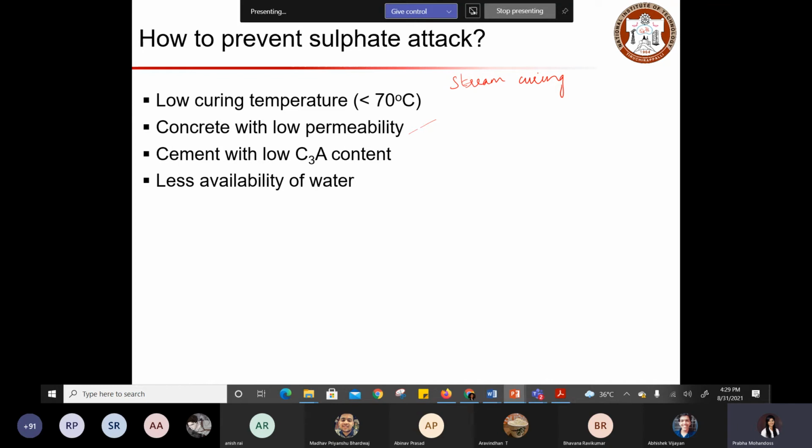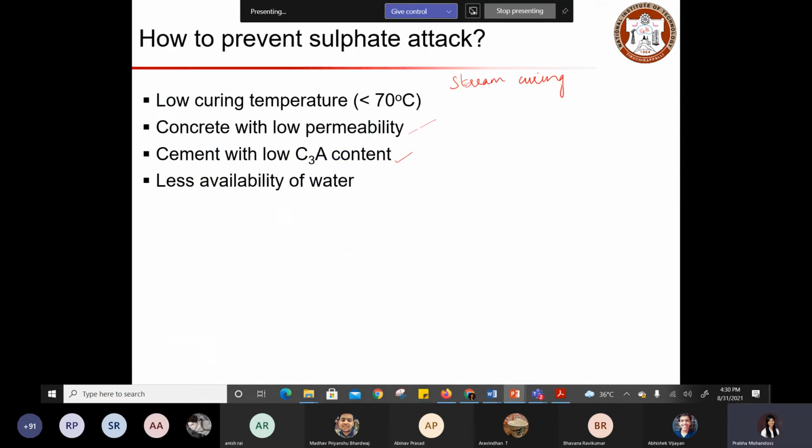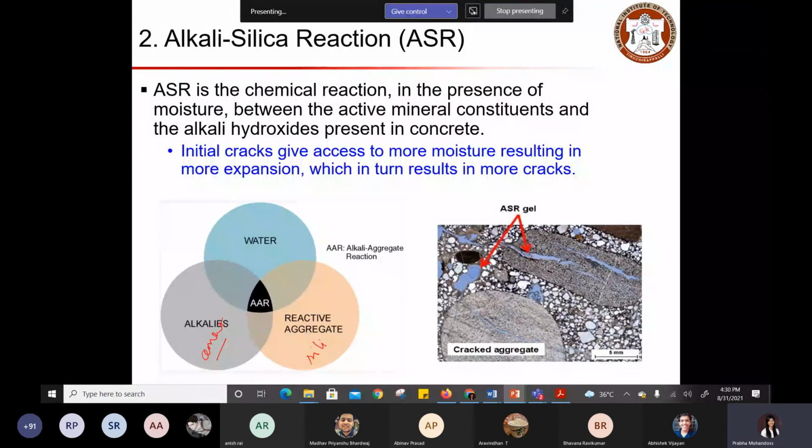The concrete should also be less permeable, and you can use cement with less C3A content, and water should not be in contact with the hardened concrete, so the availability of water should be less. These are some ways to prevent sulfate attack. And now you are all familiar with alkali silica reaction, so I'm not touching on it in detail. All you need is water, reactive aggregate, and alkalis. In the presence of these three, you will observe alkali aggregate reaction.